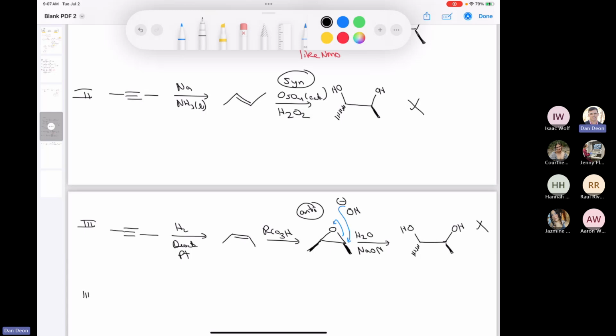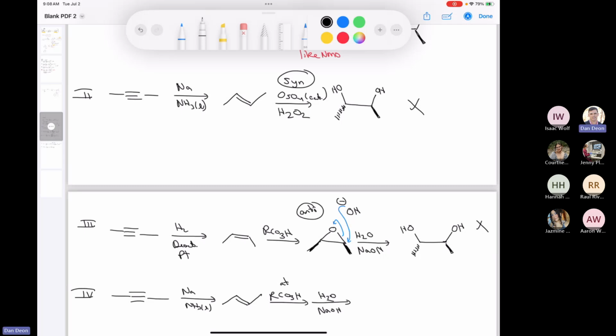Then if we look at number 4, we have the 2-butyne again, like this. Now we're going to treat it with sodium metal reduction, and that gives us the trans alkene, like that. Then we're going to treat it with a peroxy acid again, RCO3H, and then H2O and sodium hydroxide, which again just opens up the ring.